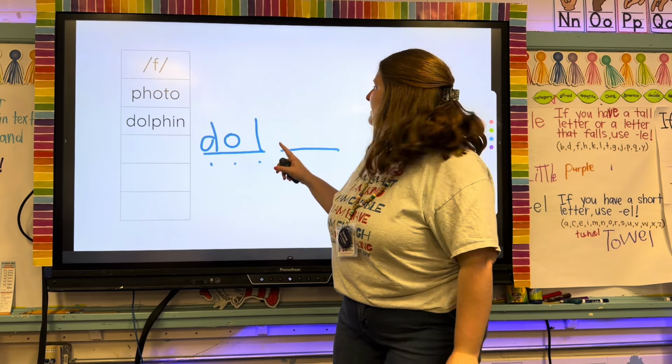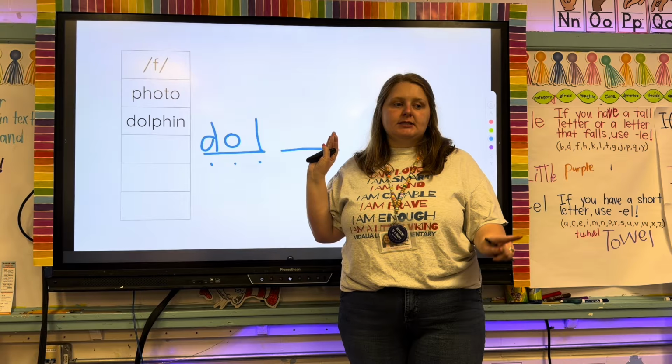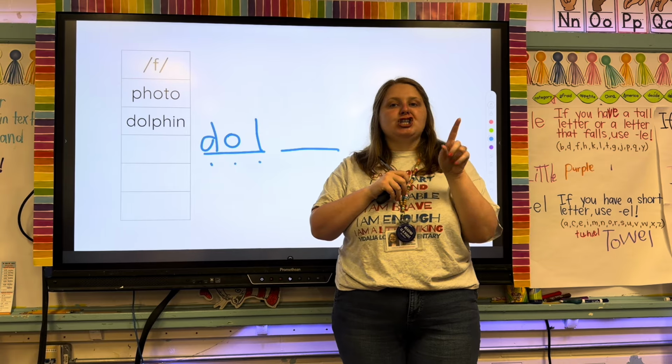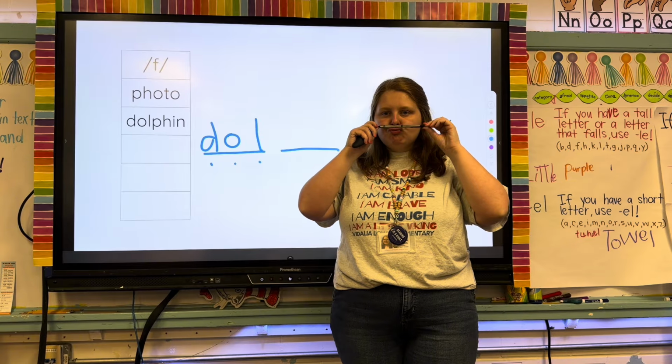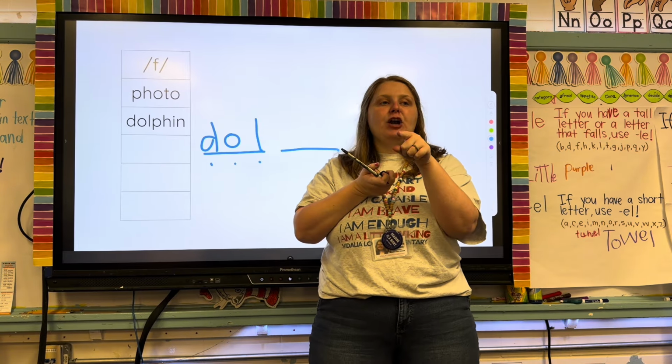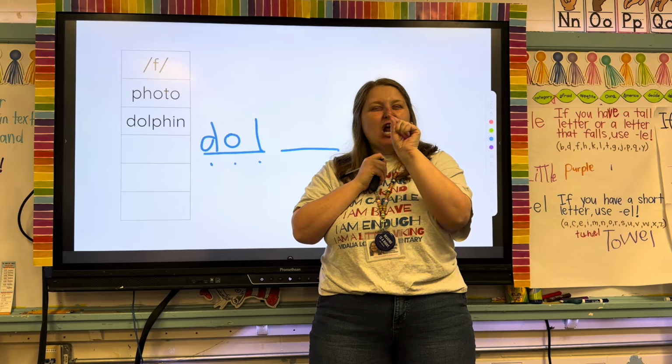Why don't I double my L here? With the hand, no blurts. Why do I only have one L here and not 2? Thomas. Because there's 2 consonants in PH. Okay, I see where you're going with that. But that's not quite the answer I'm looking for.